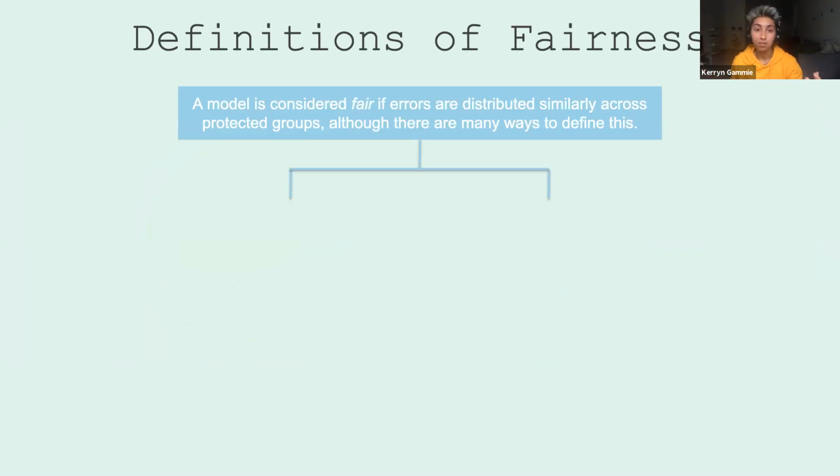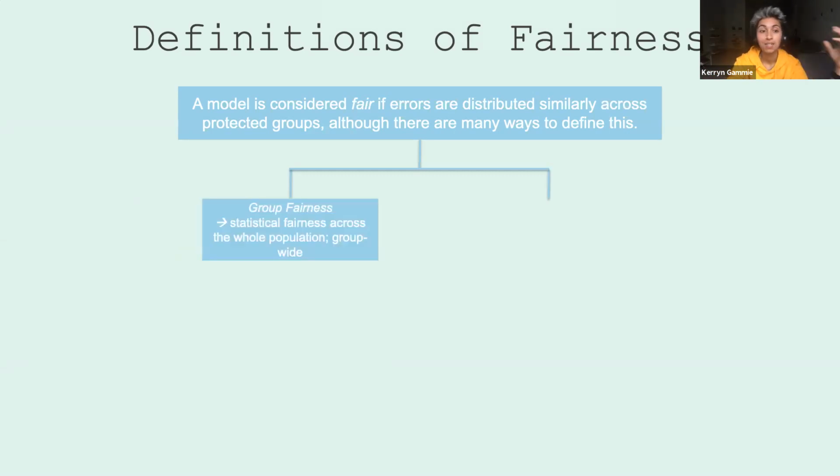Or what does it mean for a model to be fair? And really it just means that the errors are distributed similarly across protected groups, right? Even though there are many ways to define it. And a protected group is really just something that is sensitive. So that could be race, age, sex, gender. There's a bunch of things, but yeah, so those are protected groups.